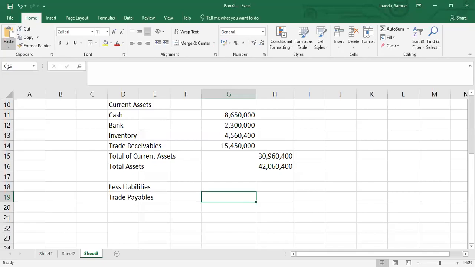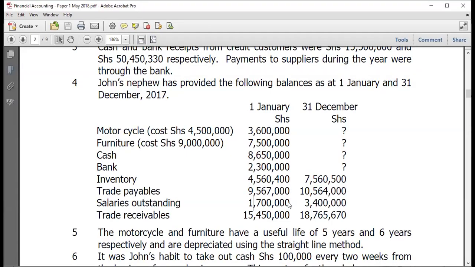Trade payables, and then we have salaries outstanding. Salaries outstanding, the reason why I'm taking it as a liability, of course, is that you are the one who pays salaries. This was at the start of the period, so it means that this salary is related to the previous period, so you hadn't paid them. So they were a liability to you that was to be settled within the period.